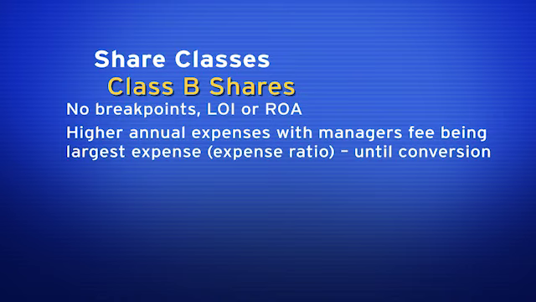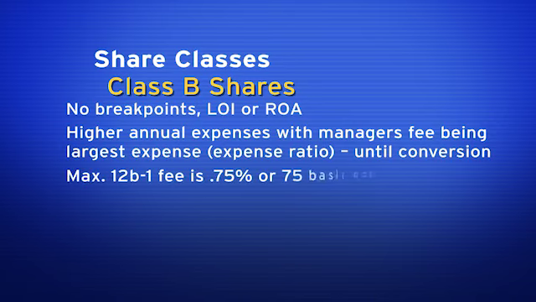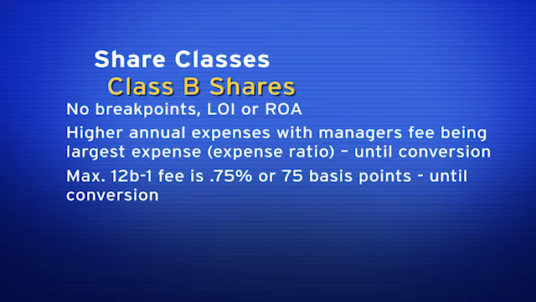What's the maximum 12b-1 fee for Class B shares? 0.75% of assets, or 75 basis points. That is the maximum fee for distribution of shares until the B shares convert to A. Once converted, the maximum 12b-1 fee on A shares would apply, which is 0.25% of assets.